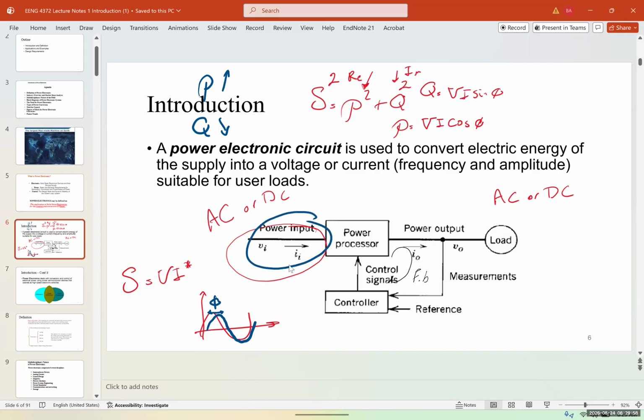So when we say power input, VI, depending on if it's AC or DC, it could be real power. All we are asking about is the apparent power, but in DC, it's just VI. Now, during this process, we can increase or decrease the voltage. We can decrease or increase the current. So the power processor can increase or decrease the voltage, or it could increase or decrease the current, and I'll explain more about this. Or it could change the frequency.